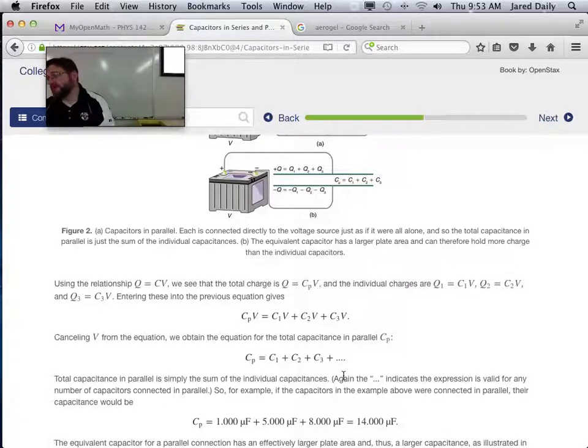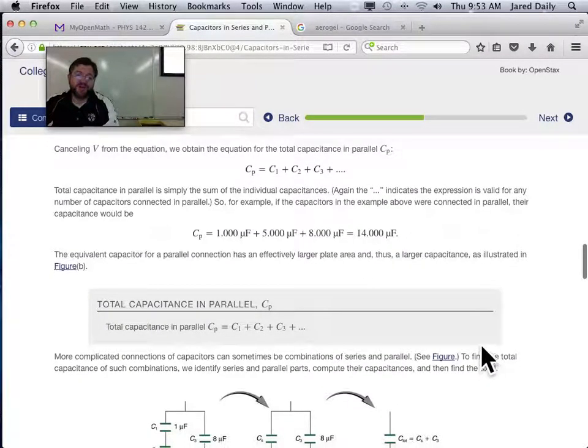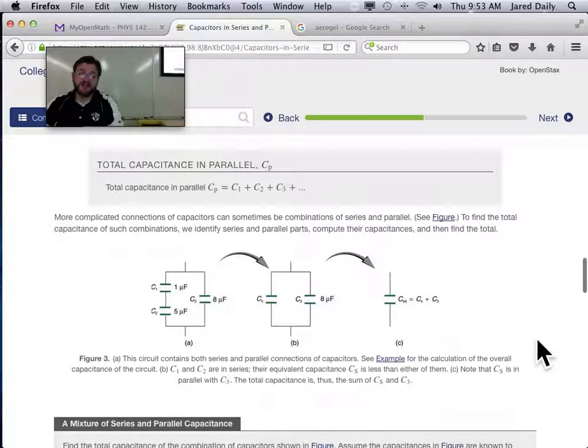Capacitor 1 plus capacitor 2 plus capacitor 3 and so on equals the total capacitance of capacitors in parallel. So for the same example, if you have a capacitor of 1 microfarad, a capacitor of 5 microfarads, and a capacitor of 8 microfarads, you get a total capacitance, if they're in parallel, of 14 microfarads. Much simpler than if they're in series.